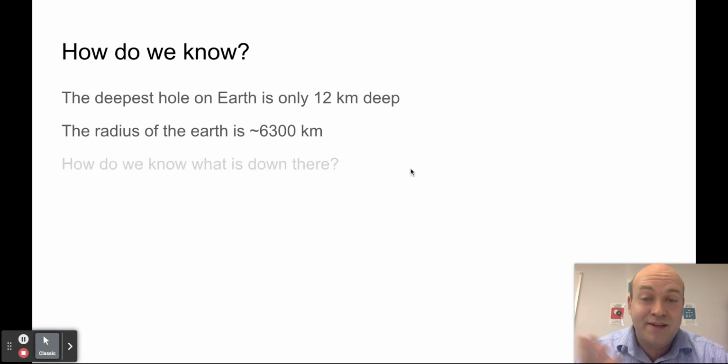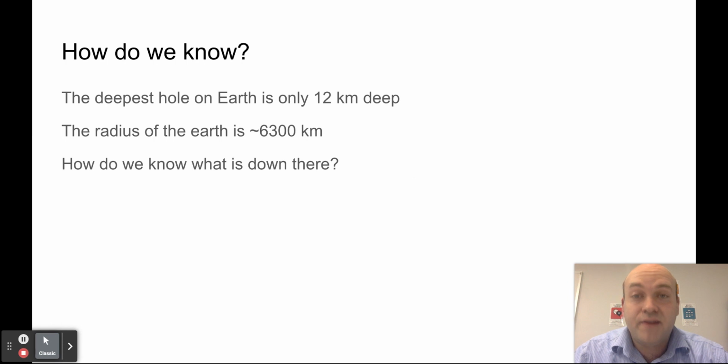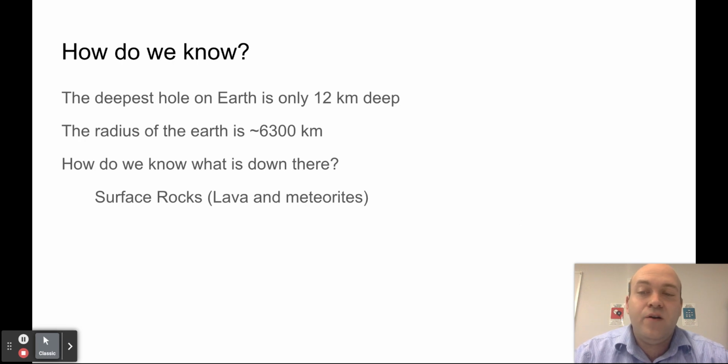So the question is, how do we even know what's down there if we haven't seen it, if we haven't been able to sample it? First thing are some surface rocks. What came up in the lava flows can give us an idea of what the mantle is made of. So just through examining lava flows, current and old, we get an idea of what the mantle must be made of.